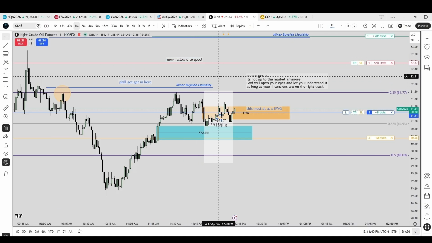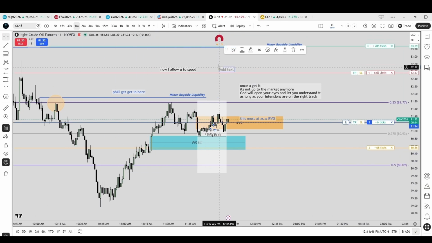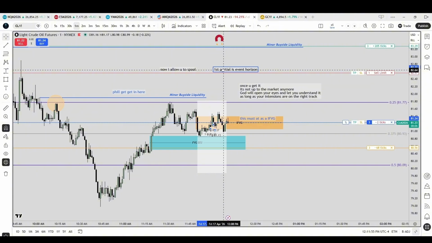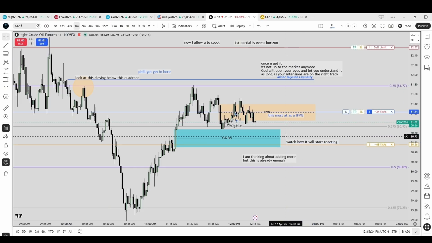Just saying I allow it to spool, meaning it can start running and get aggressive. The first partial is anchored to the event horizon, from the high, the first minor, to the high we want price to go to. So that's event horizon. Just marking out with a fib, you can see the 50%. I was thinking about adding more to my trade, but it's enough for my contract.